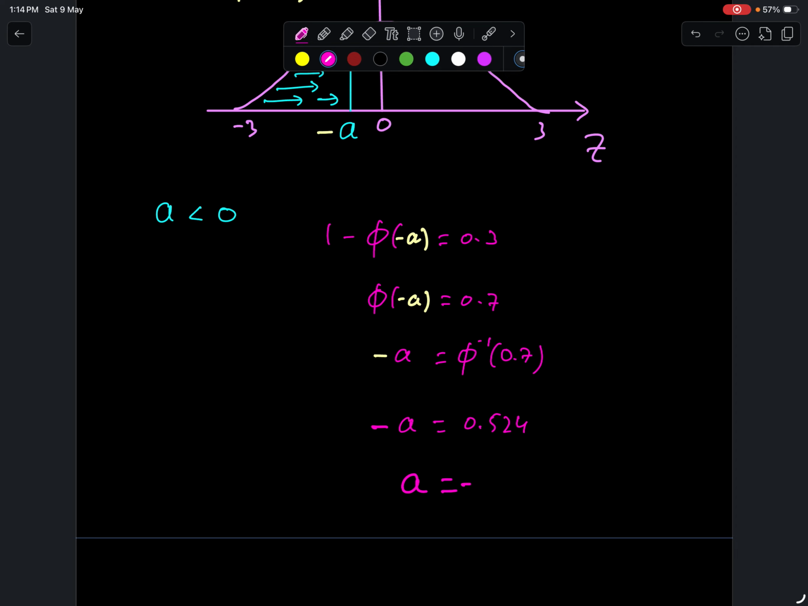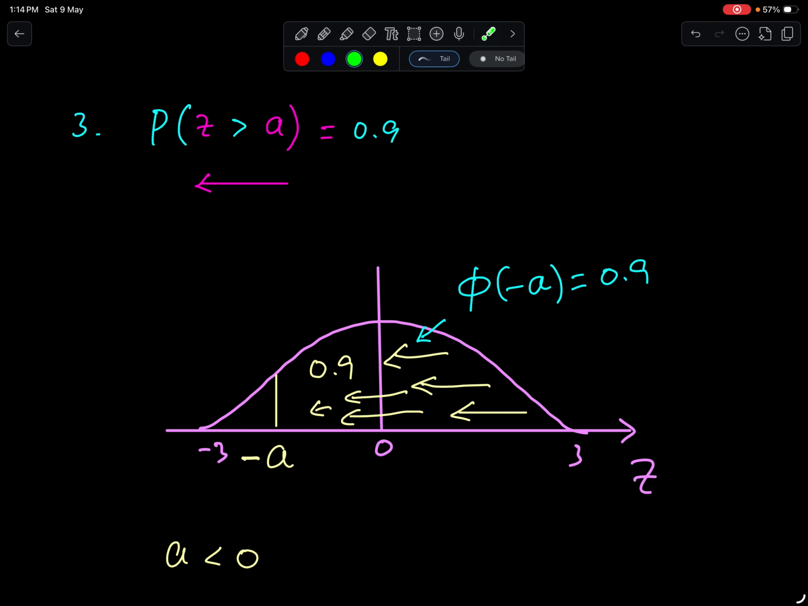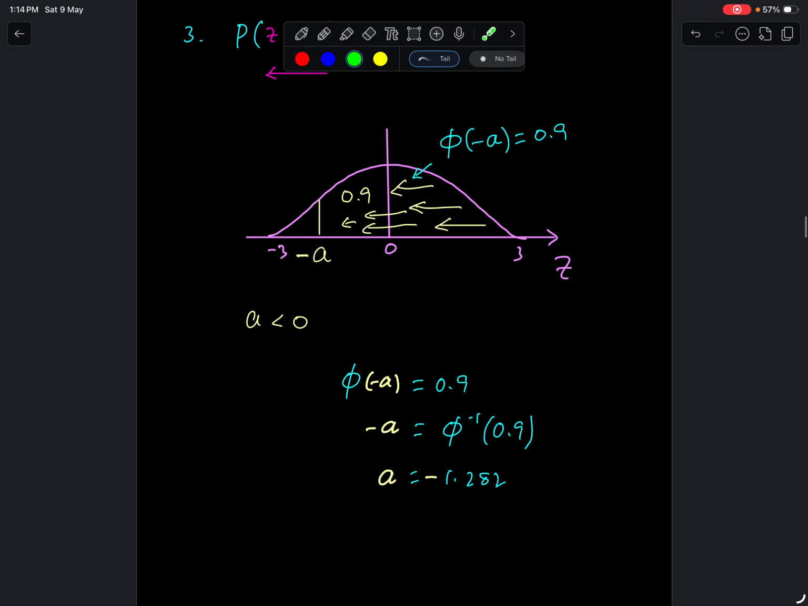I am showing one more step for your conceptual clarity. Alright, Z greater than A, so shade in this direction because this is inverse normal. So start from upper tail to lower tail, this area is 0.9, a large area. So again this number is on the left side of 0, so this is negative. So write phi minus A is 0.9. Then it would become minus A is phi inverse 0.9. A is 1.282 negative.